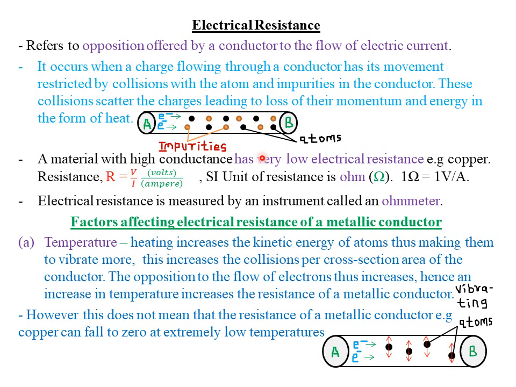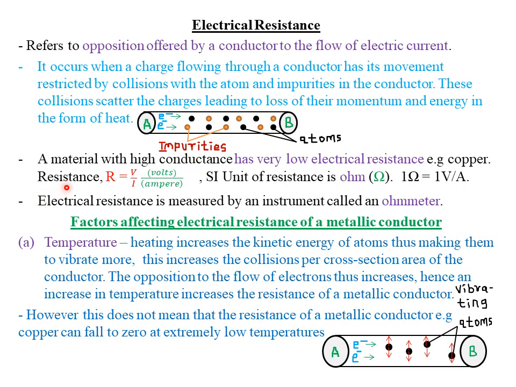Then you have said that a material with high conductance has very low electrical resistance. For example, copper. Within a conductor like copper, we have very few impurities and also very few atoms. Those negligible impurities ensure that the path for the flow of electrons is smooth. Therefore, the electrons move the charge from point A to point B smoothly, and so it has a very high conductance.